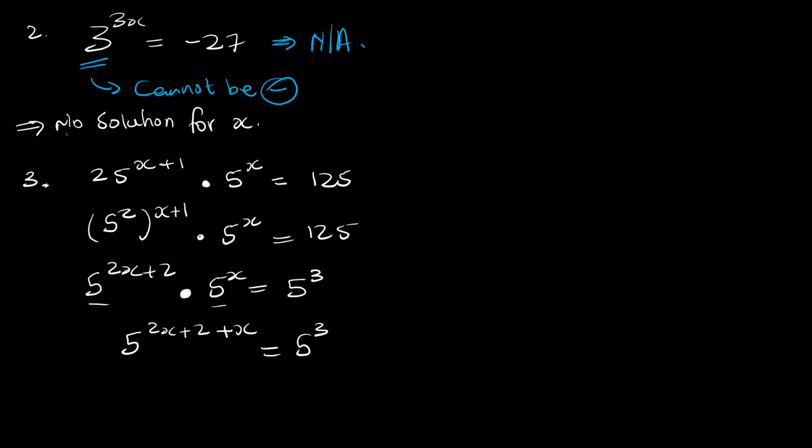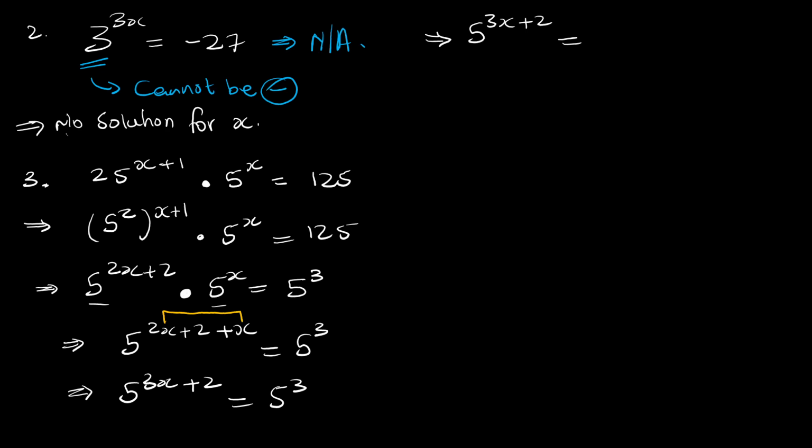Now we need to check if we have like terms there. Yes, we do. The x and the 2x, we add those two to get 3x. So this will be 5 to the power 3x plus 2 equals 5 to the power 3. These are our steps. Now remember we have 5 to the power 3x plus 2 equated to 5 to the power 3. The bases are the same, and remember we said that if the bases are equal, the exponents are also equal.